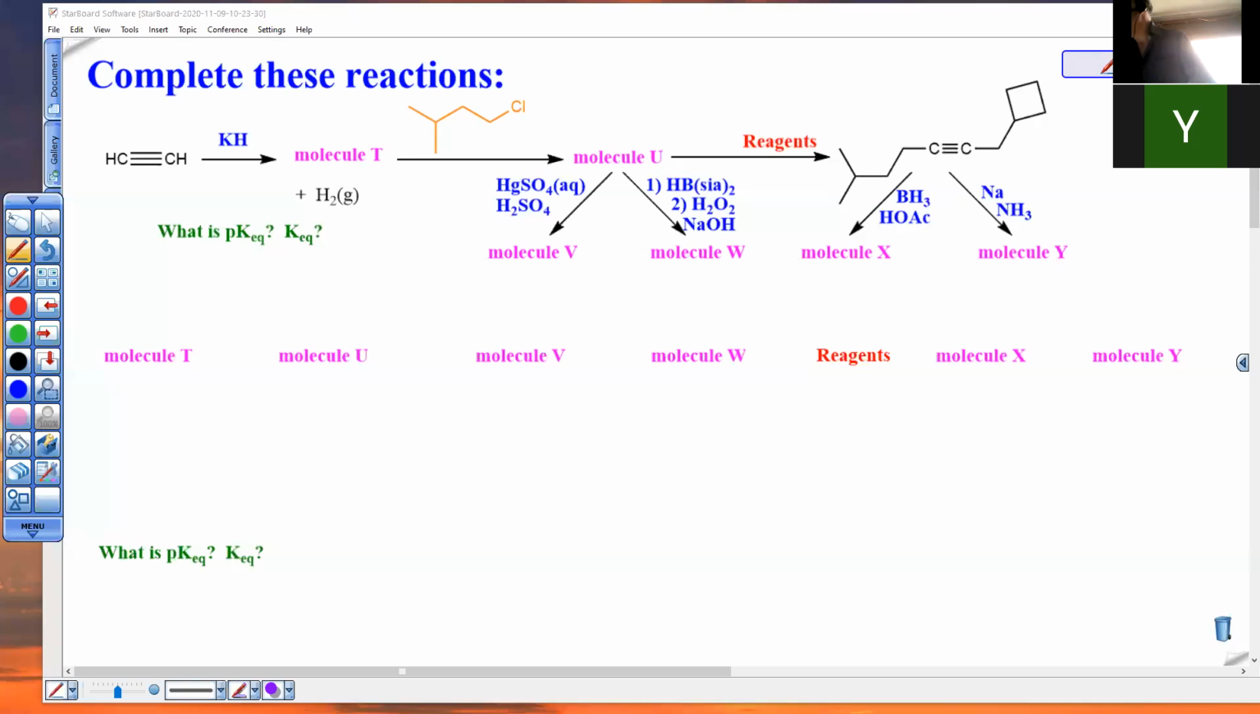Before we get into a sample test question, let's continue our review. This has got a little bit of everything we've discussed. We're taking acetylene and taking its H off, its proton off, with this base, which I want to remind you is H minus.